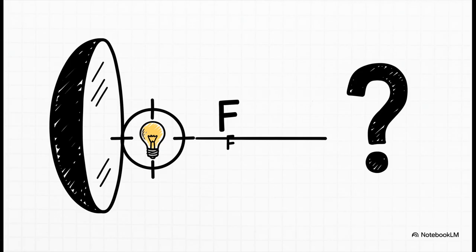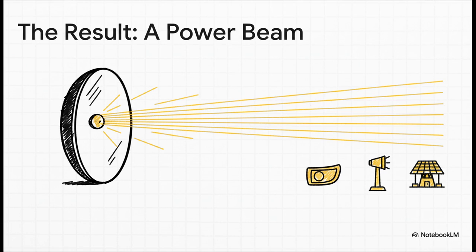Well, this is where the concave mirror shows off its other superpower. Instead of making an image, the mirror grabs all the light coming from that single point and shoots it out forward as a super strong focused beam of parallel light. This is the secret hiding inside your flashlight, in searchlights, and even in your car's headlights. It can even be used in solar furnaces to concentrate the sun's rays and create incredible heat.